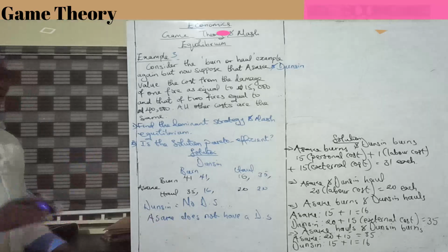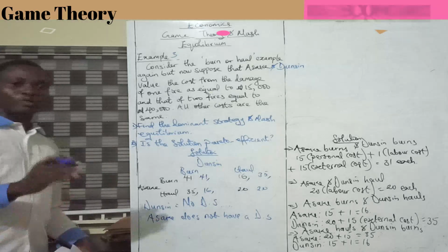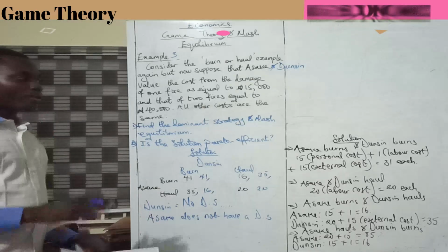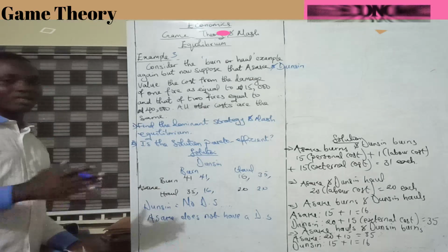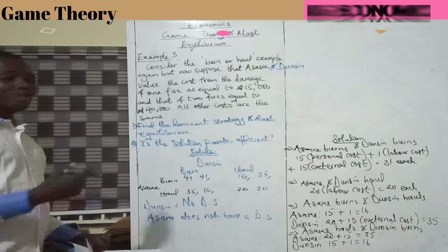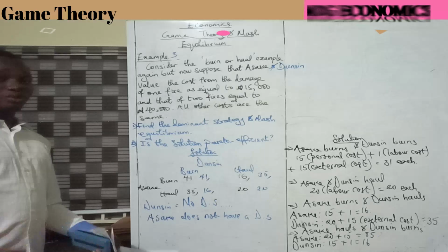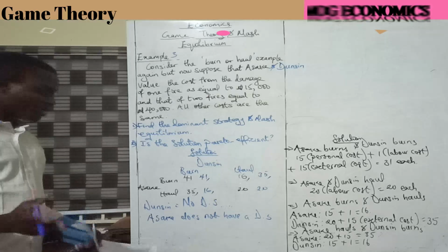So I want you to note something as a summary. When each of the players has a dominant strategy, we are going to have a Nash equilibrium. When one of the players has a dominant strategy, you are still going to have a Nash equilibrium. But when none of the players has a dominant strategy, you can have more than one Nash equilibrium. Okay, so just note that, right?